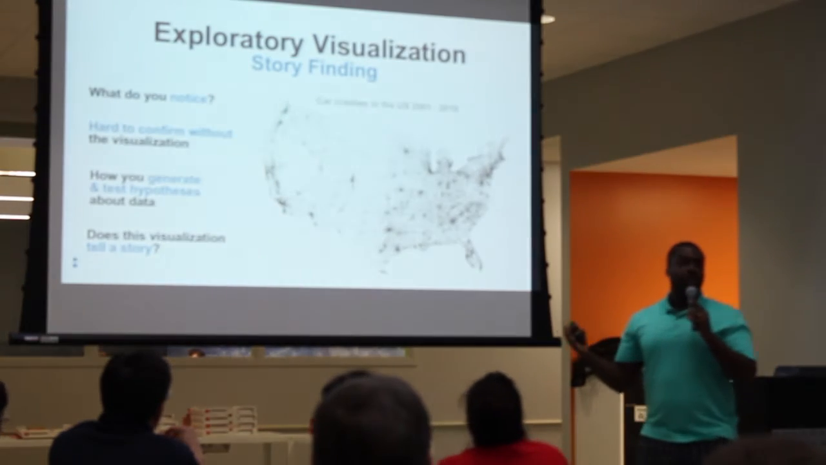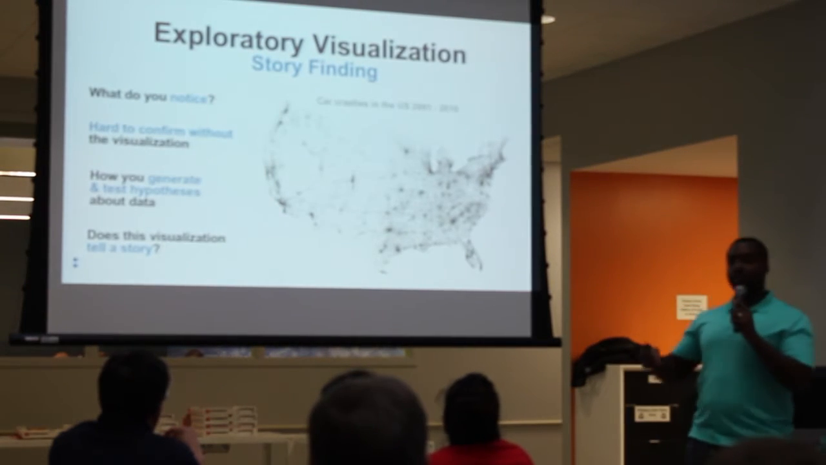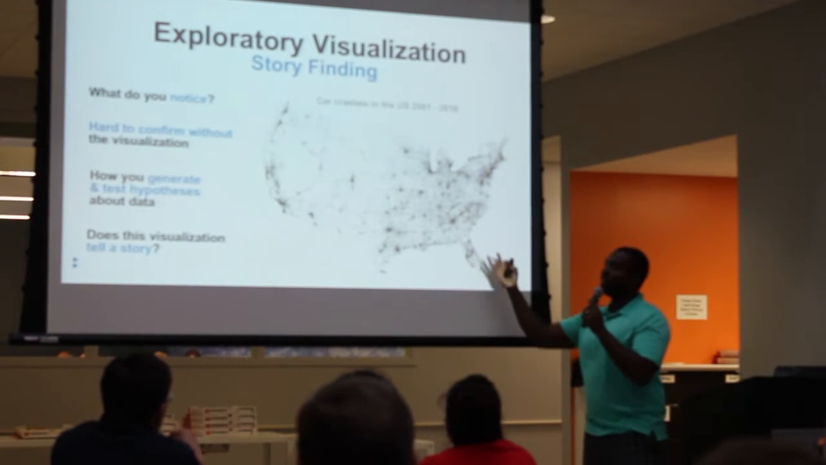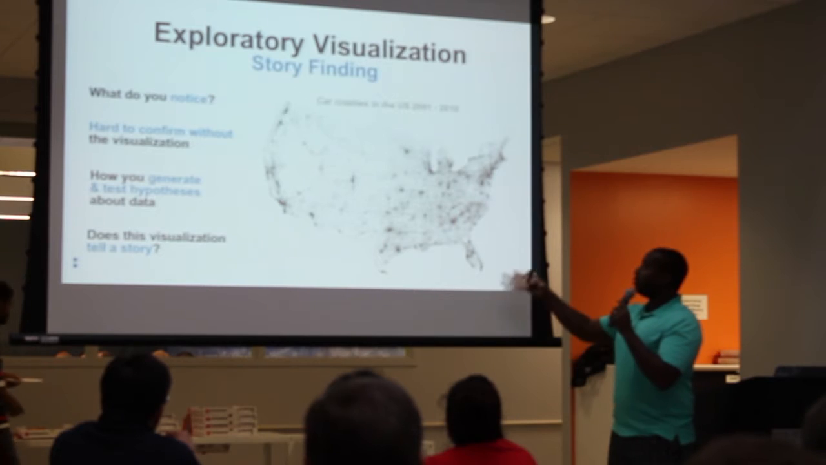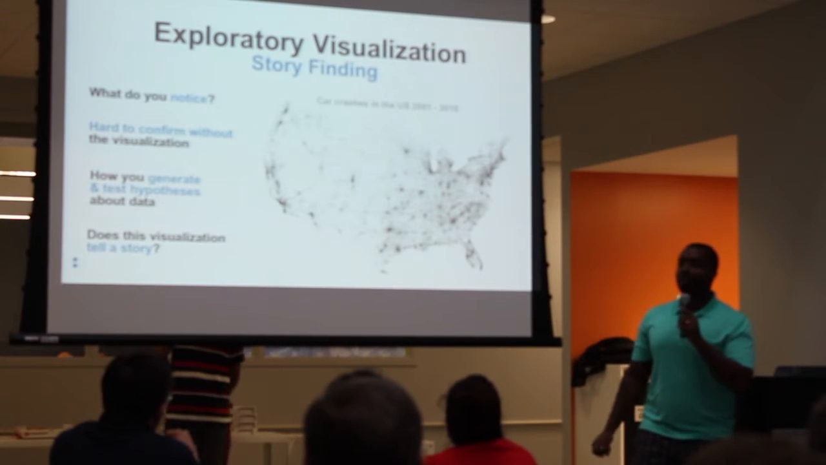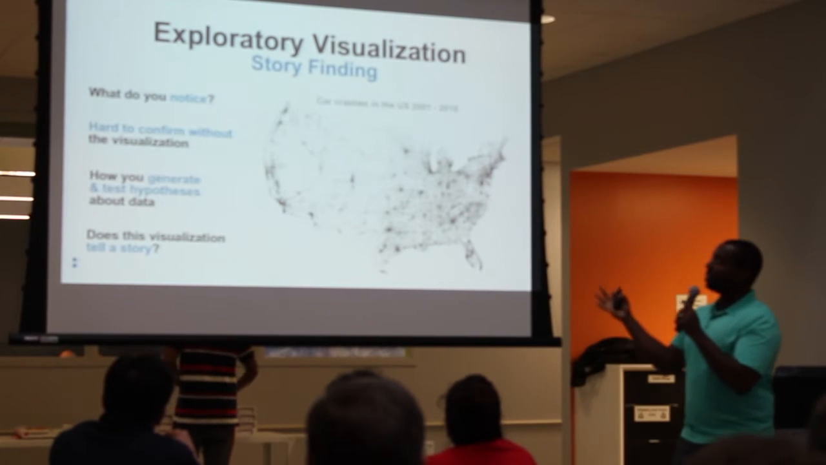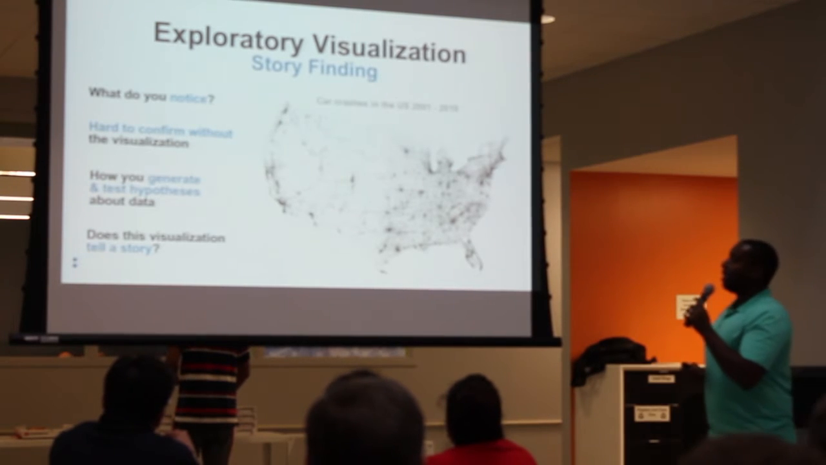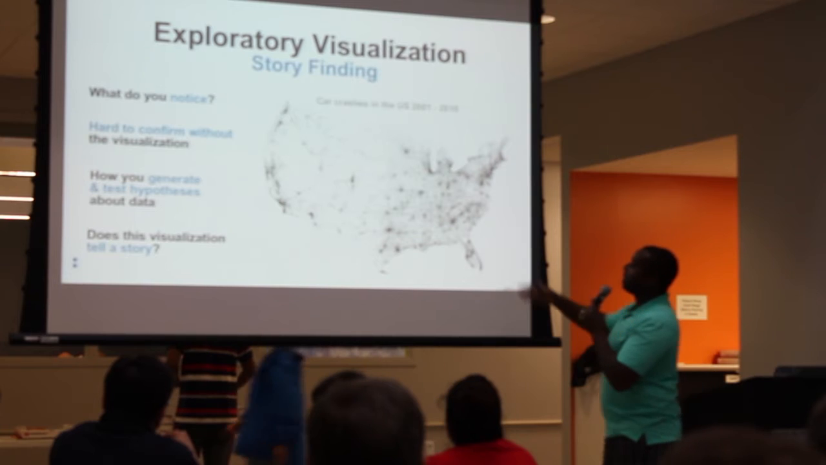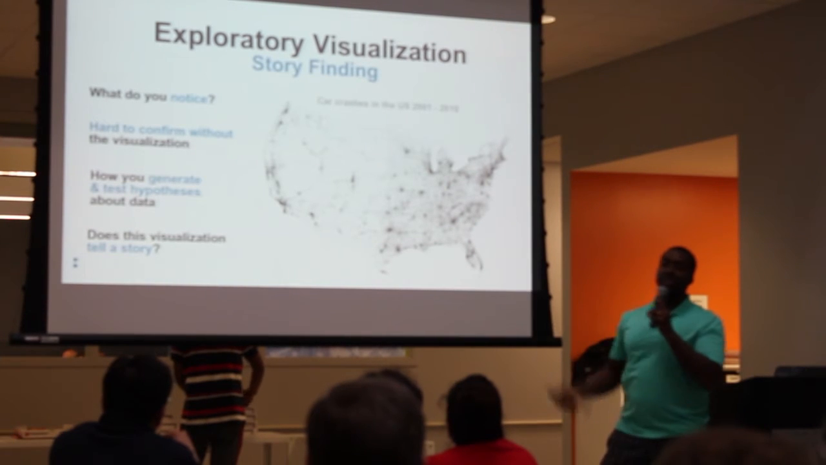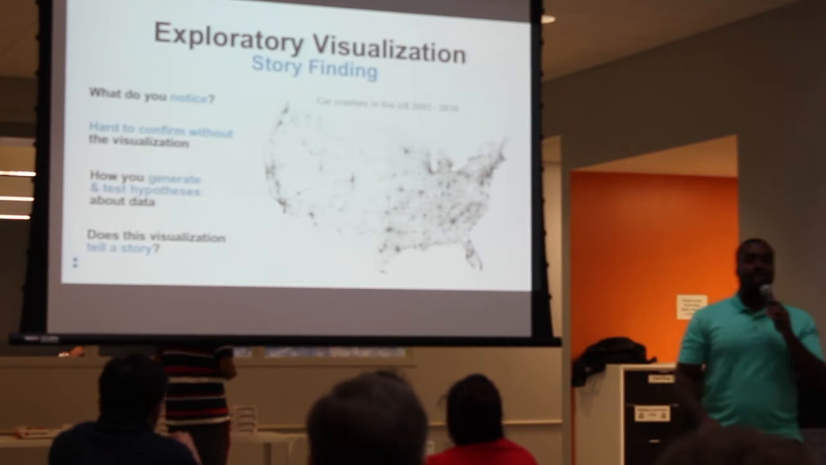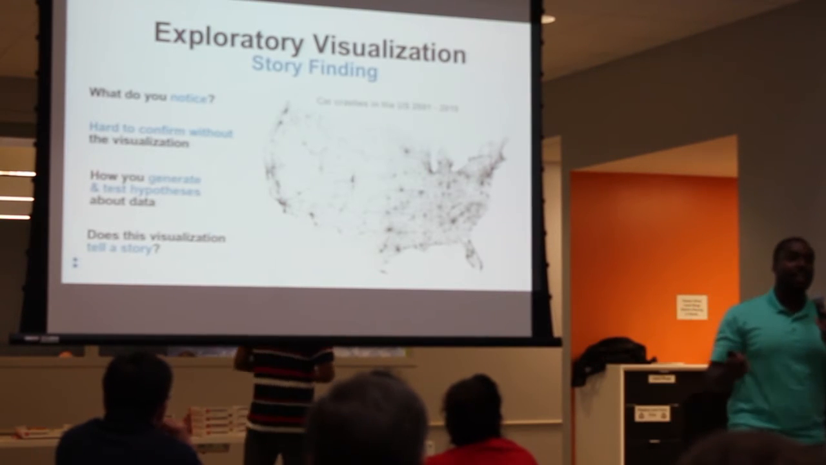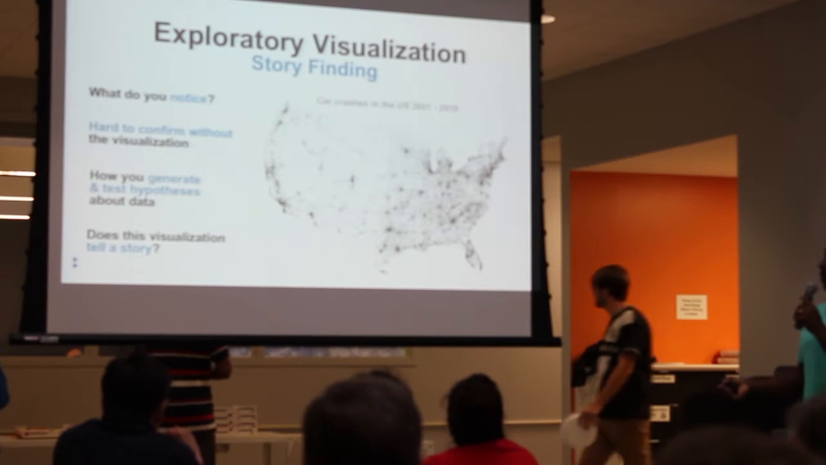That's where exploratory visualization comes in, right? We come up with a visualization, and this is the same data, but sliced on a different dimension and plotted on the visualization. Now we notice different things. We can actually find stories from this data, and you come up with hypotheses. Like, why are there more car crashes on the East Coast? Are East Coast drivers just really bad? Or is it because of snow?